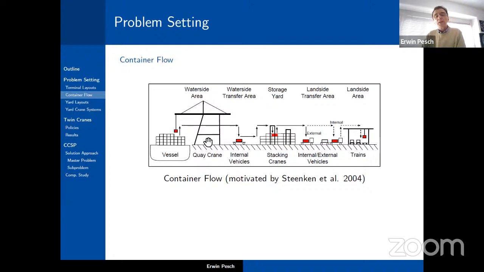Then you have a difficult optimization problem with the assignment of the K-cranes. Which K-crane would you like to assign to which vessel? How many K-cranes are you going to assign? How do you share the workload?